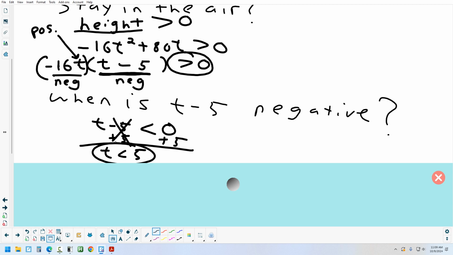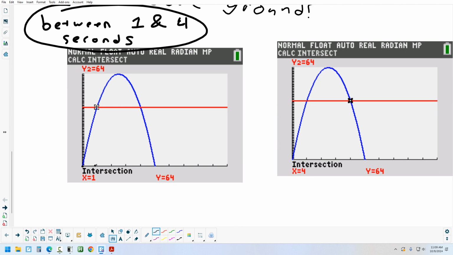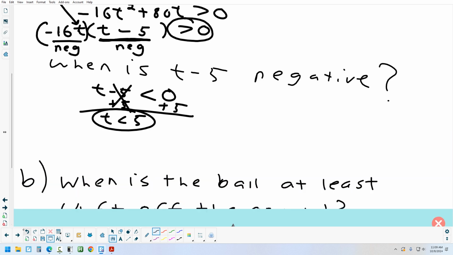What happens at 5 seconds? It's back on the ground. Yep. And you can see that if you look back at the graph and you go over to 5, it's back on the ground. Okay, so the ball is in the air just under 5 seconds.